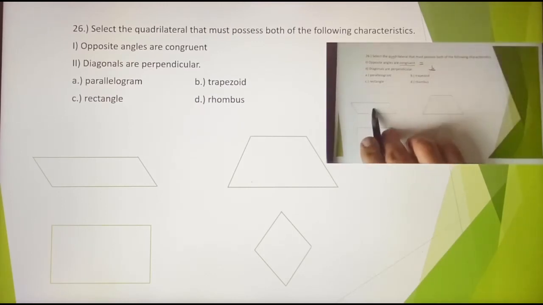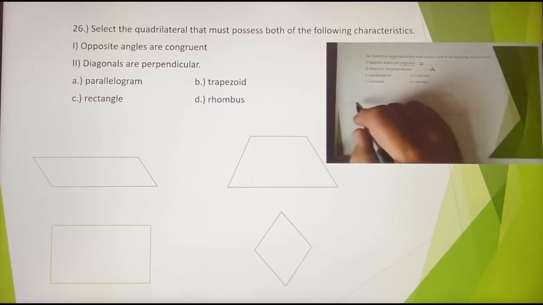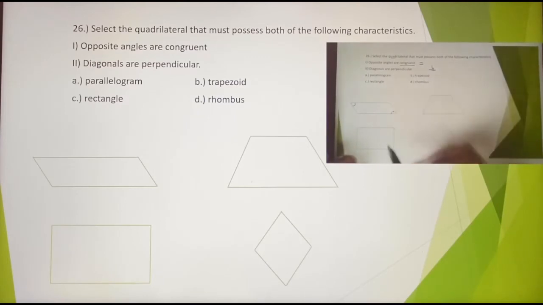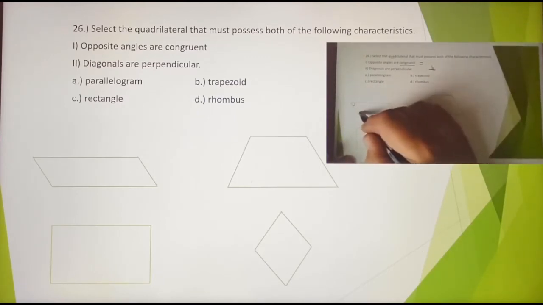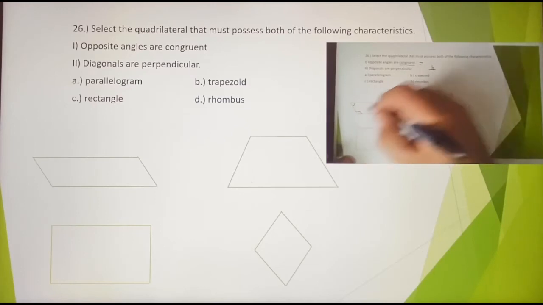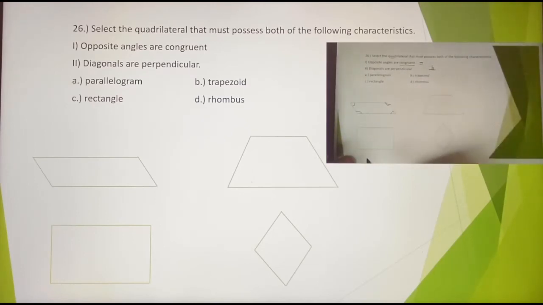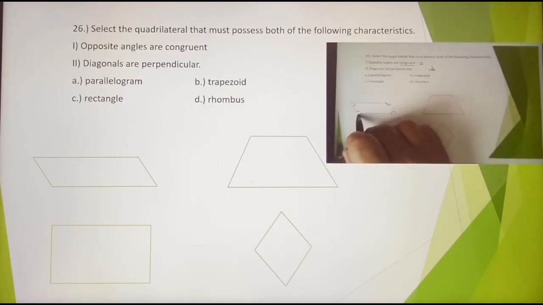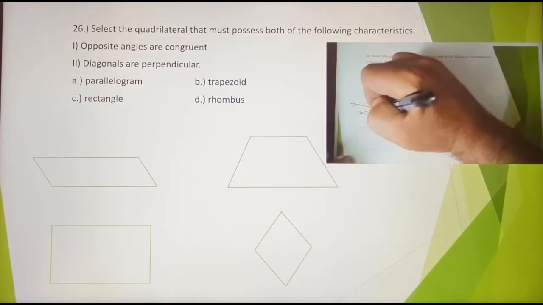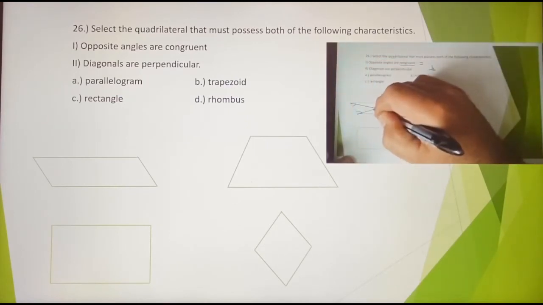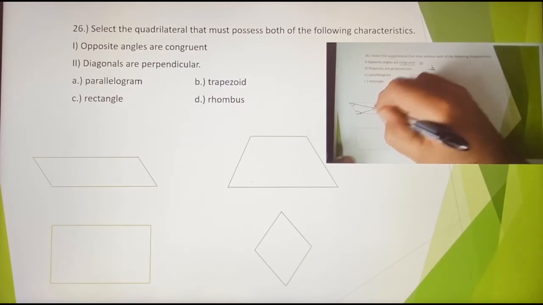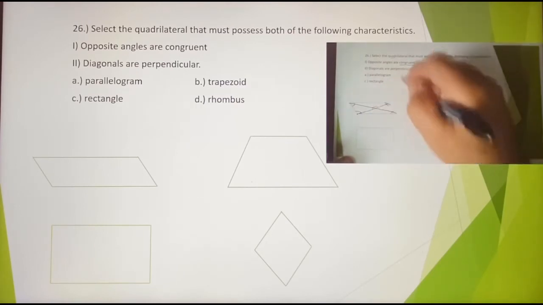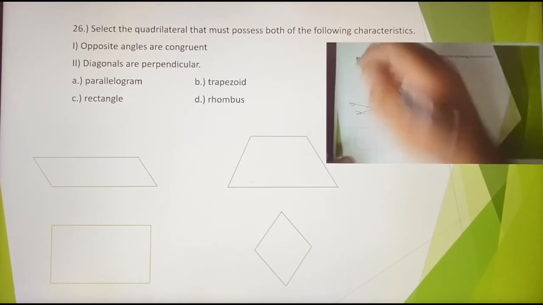So the first one is parallelogram, which we've drawn here for you. Well, let's see, are the opposite angles congruent? Well, these are the opposite angles here. Those are the same, and these are the same. So it seems to pass the first one. But are the diagonals perpendicular? Well, if I tried to draw those diagonals, you can see that they meet at a sharp angle here and an obtuse angle here. So they are not perpendicular, so it can't be that one.